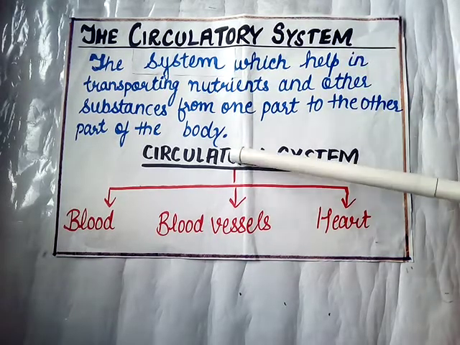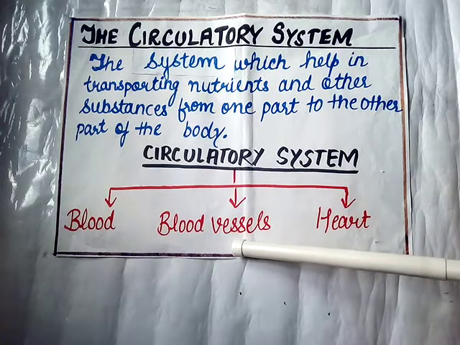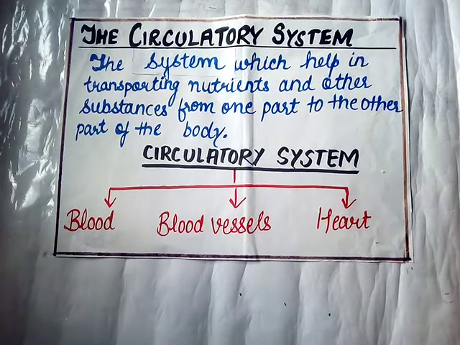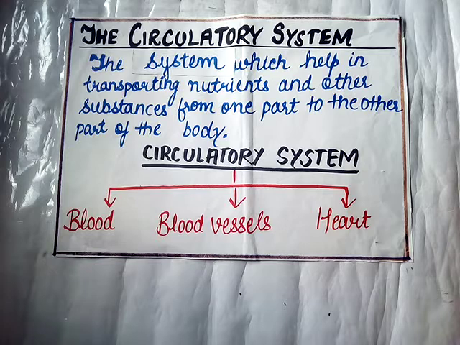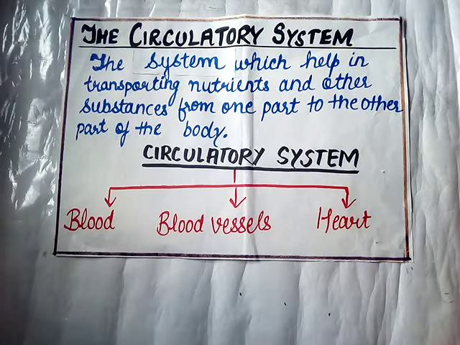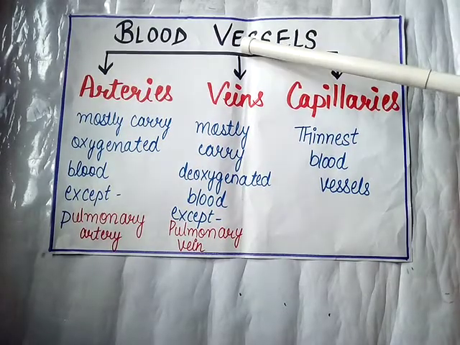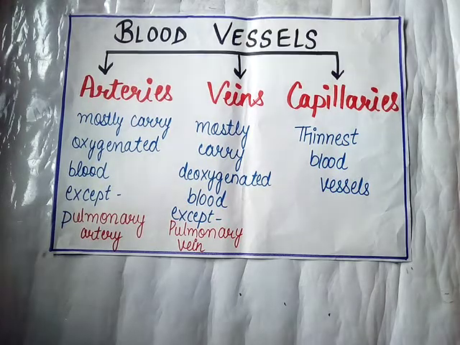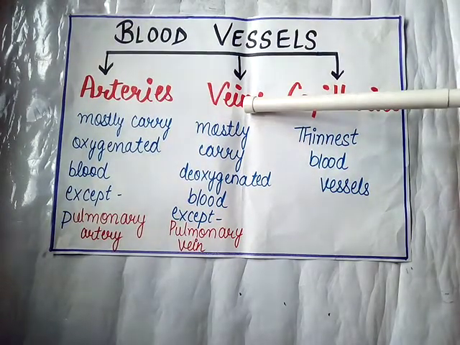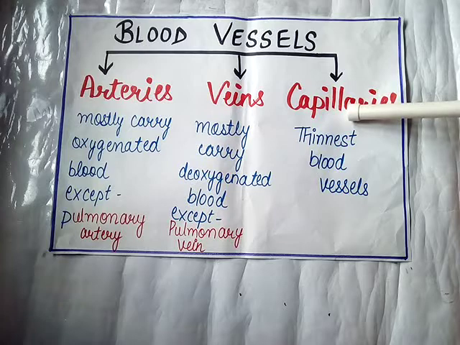The second part of the circulatory system is blood vessels. The blood vessels are the components of the circulatory system that transport blood throughout the human body. Blood vessels are further classified into three types: arteries, veins and capillaries.